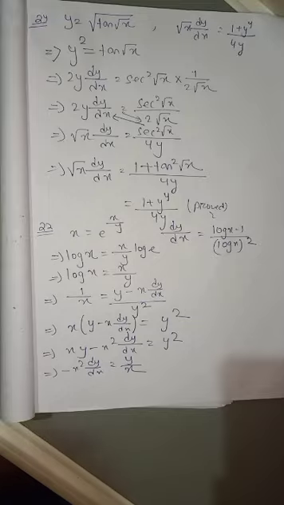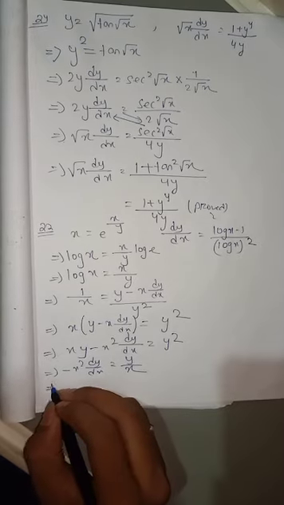Log x equals x by y, and the derivative of log x is 1 upon x. Here the derivative of y divided by x is (y minus x dy by dx) divided by y square.